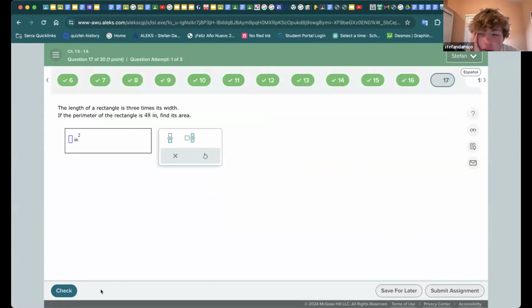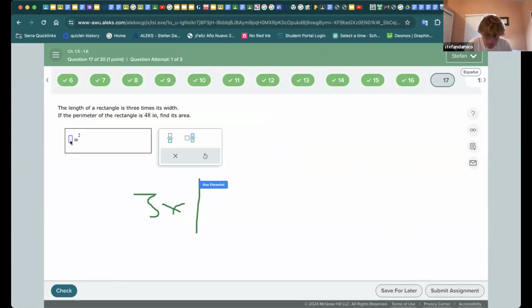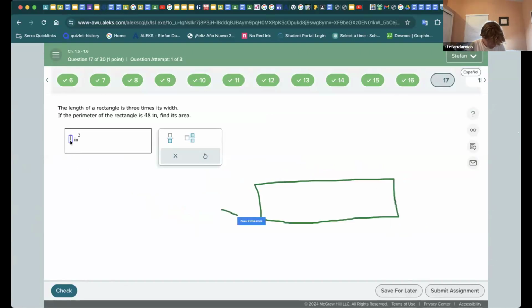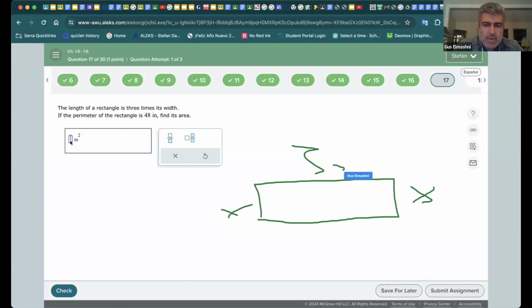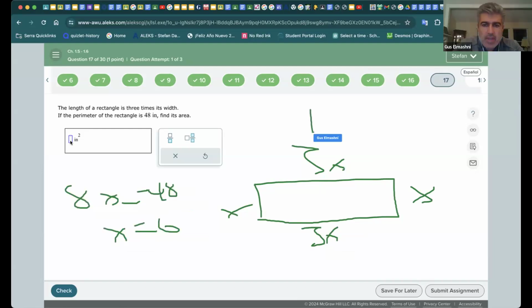The length of the rectangle is 3 times the width. Okay, so 3x. Hold on. X, 3x, 3x, so all of it adds up to 8x. So x is 6. So that's 18, and that's 6. And you gotta multiply that together, which is 108.